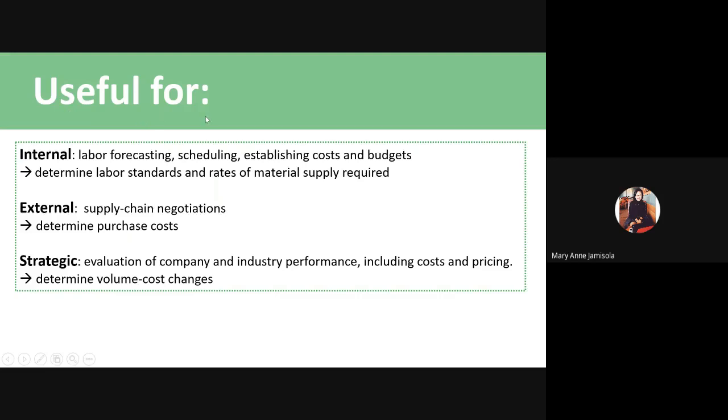Now, the concept of learning curve is useful for internal, external, and strategic purposes. For internal, this is very much useful for labor forecasting. Example, we received a huge order. Say, for example, we are to produce 100,000 units. So we have to forecast how many hours it will take for us to finish all 100,000 units. And from that, we can decide how many employees we need in order to finish the 100,000 units requiring such a specific number of hours.